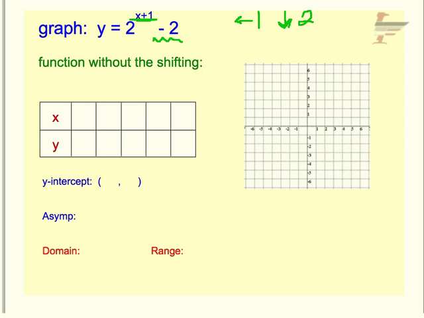You'll just look at what is the original function without the shifting, y equals 2 to the x. You'll get those points, and then you're just going to shift everything to the left 1 and down 2. You'll see some videos showing that, but just a heads up, that's where this is heading as far as your graphing is going.